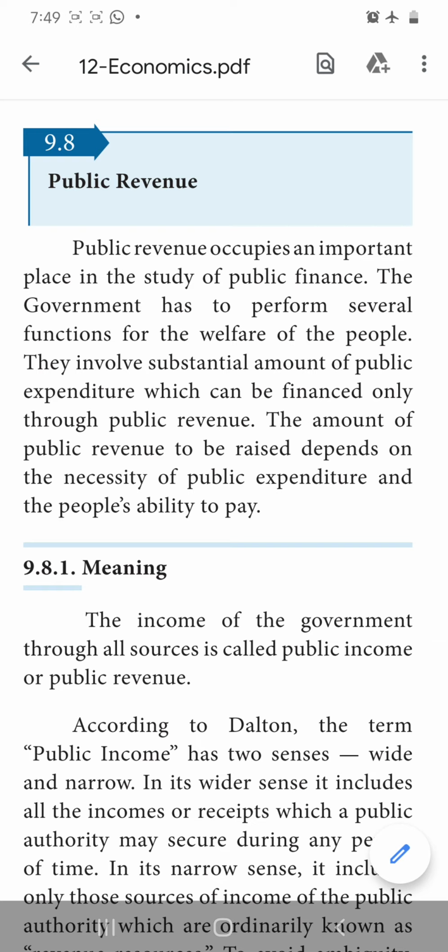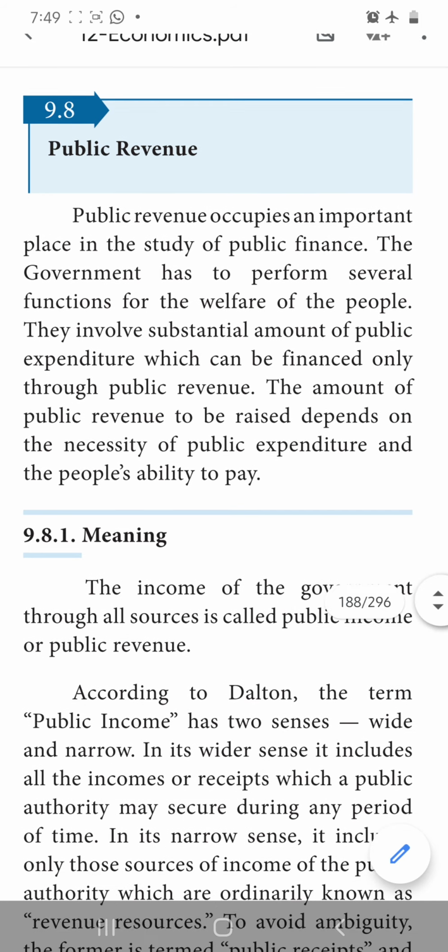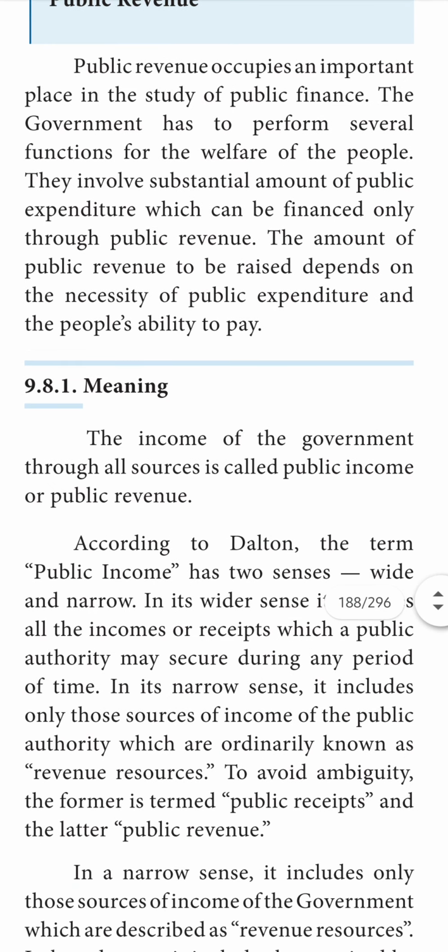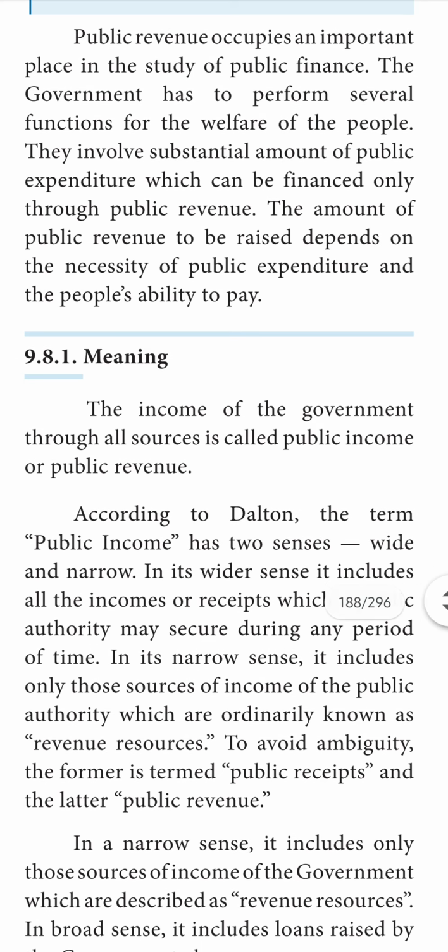According to Dalton, the term public income has two senses, wide and narrow. In its wider sense, it includes all the incomes or receipts which a public authority may secure during any period of time, incomes as well as receipts. That means the loans borrowed from the inner country, otherwise from the outer country by the government, are also included in the wider sense.